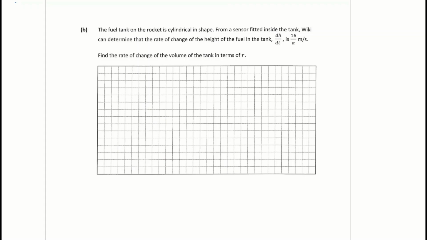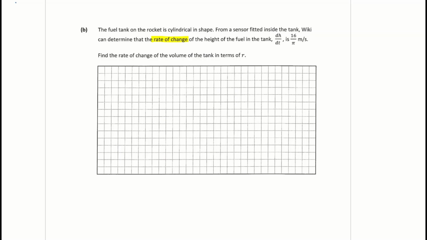Okay, and the last part, part B. The fuel tank on the rocket is in a cylindrical shape. From a sensor fitted inside the tank, we can determine that the rate of change, so this question is talking about rate of change, of the fuel tank dH dt is 16 over pi meters per second. Find the rate of change of the volume of the tank in terms of pi.